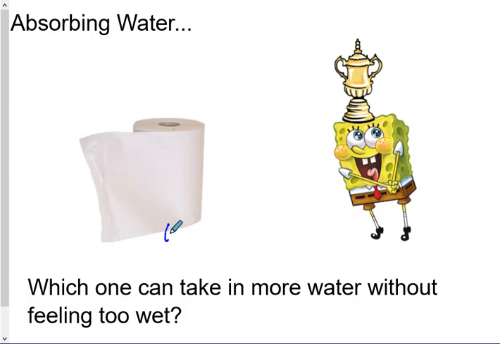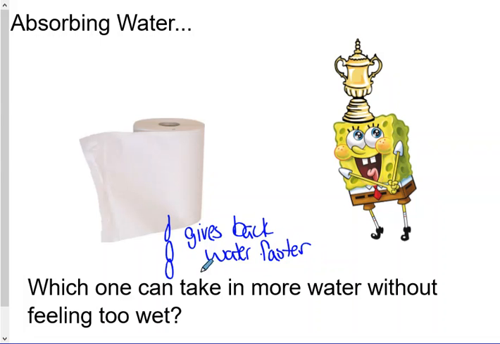So that paper towel, as soon as you pick it up, it will probably start dripping, and that sponge probably won't drip very much. Okay, so the paper towel gives back water faster. It probably doesn't take in as much water, and it will also give it back faster than the sponge will.